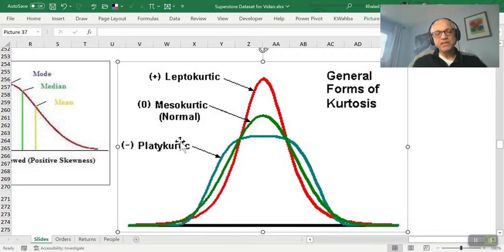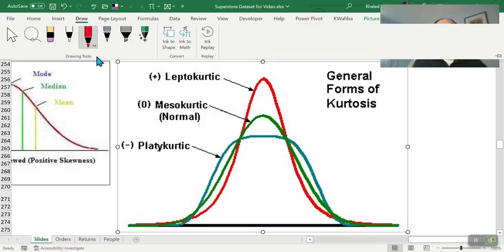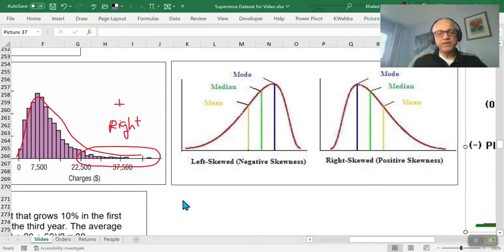Platykurtic means flat. Leptokurtic means peaked, or positive. And there is the normal distribution, something in between, called mesokurtic, between leptokurtic and platykurtic. It's very important to know the difference. Once you tell me that a distribution has positive kurtosis, I know immediately that it has a peak.